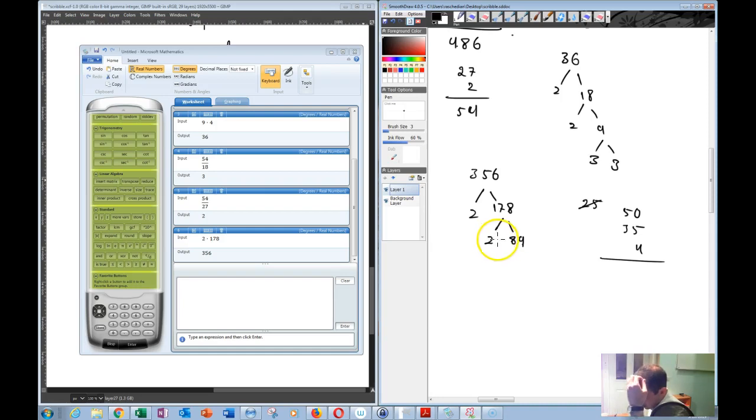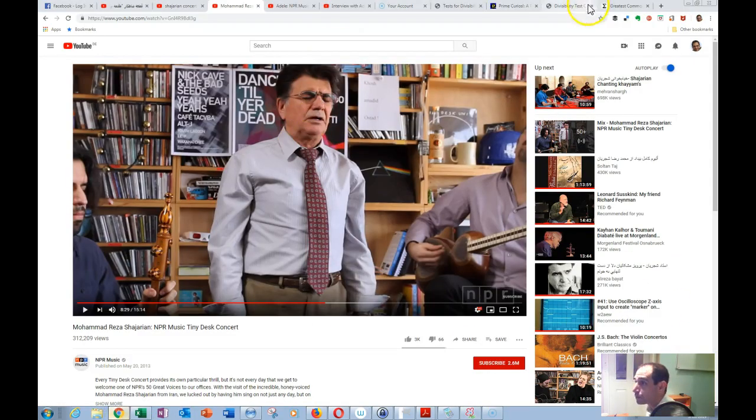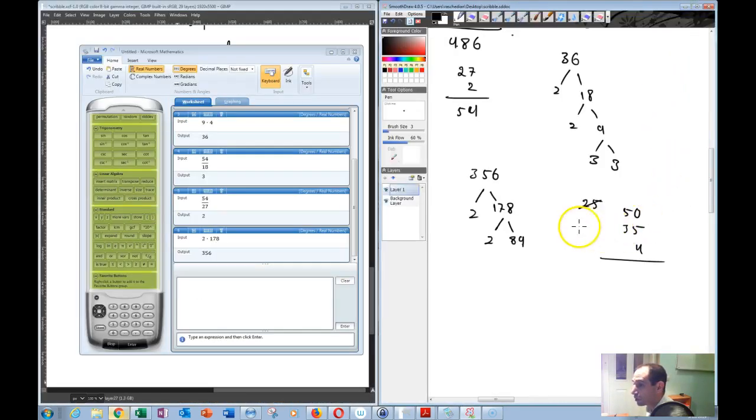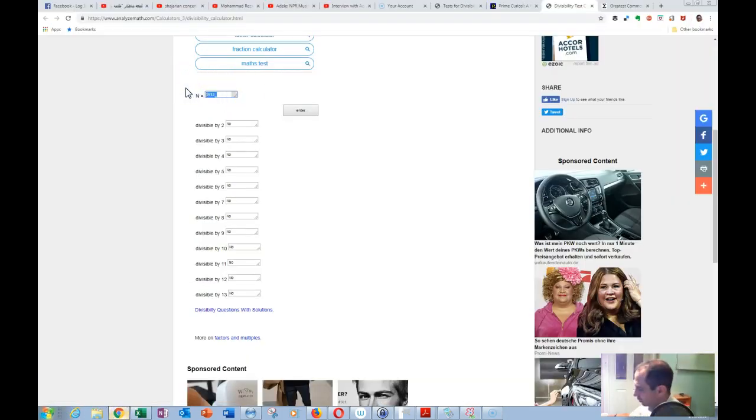And 89 is divisible, I suppose, by nothing. Probably by, I don't know, 7? No, probably, I don't know. Let's see. What was the number? 89. So if you have 89 over here, you can go to analyzemath.com and use this calculator.